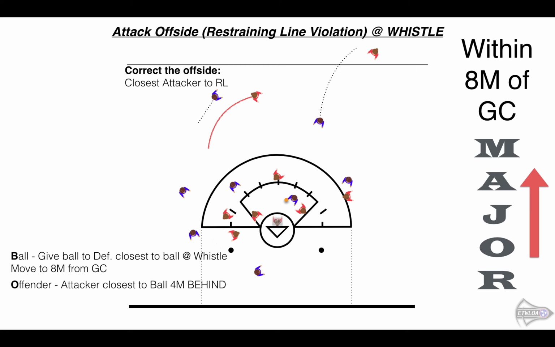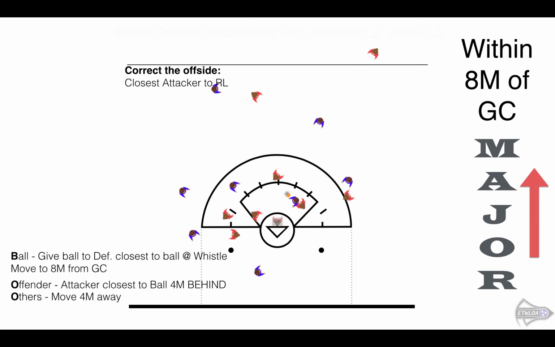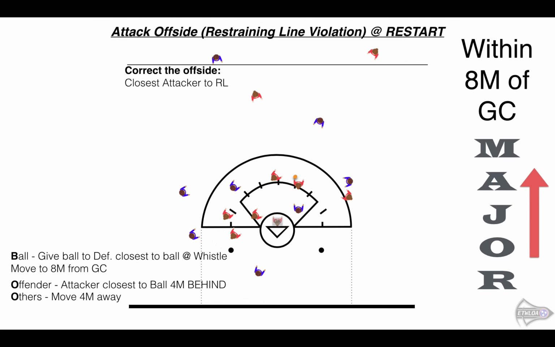The offender, or the attacker closest to the ball at the time the whistle was blown, will be placed 4 meters behind, and other players will be moved 4 meters away as necessary from the free position. Prior to restart, by the new trail or the old lead, this is how the free position setup would look like.